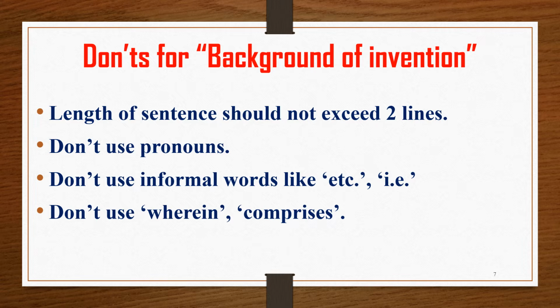Now we will look for don'ts for background of invention. First point is length of sentence should not exceed 2 lines. That means for a sentence to be formed, the maximum lines number is 2. That means the limitation is 2 lines only for a sentence.